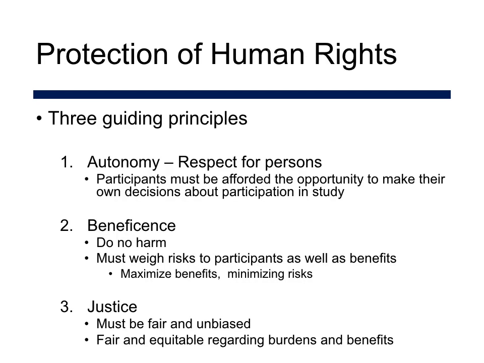There are 3 guiding principles in the protection of human rights. The first principle is autonomy. Subjects must be given the opportunity to make their own decisions to participate, and those with diminished autonomy, for example, children or those with a diminished mental capability, must be given special protections.